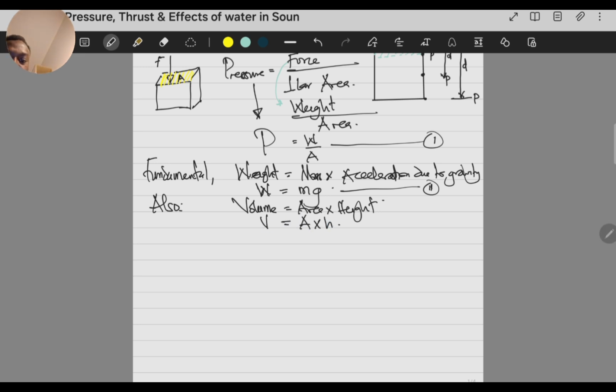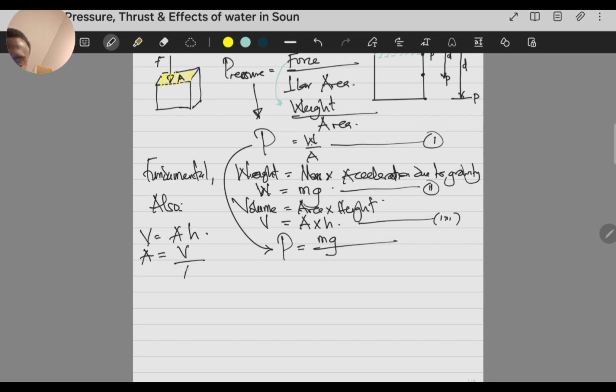So in this equation, I have W here, I have A here. Now, if I bring this down, I have pressure equal to my weight, which is mg, over the area. Let's call this equation 3. So my weight is mg from our equation 2. Now our area from equation 3 is actually V over H. So how do I get that? If volume is AH, A will be V over H.